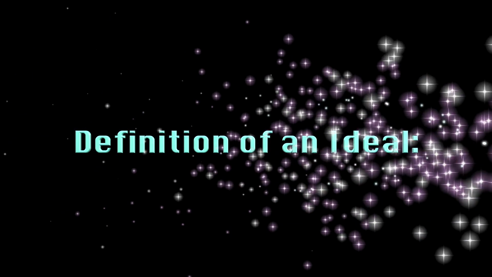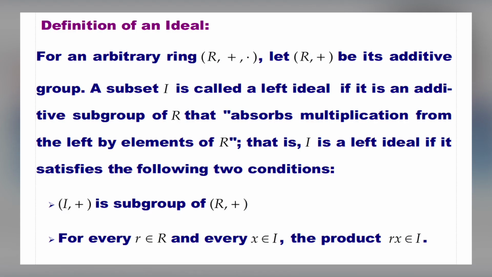Let us see the definition of an ideal. For an arbitrary ring (R, +, ·), let (R, +) be its additive group. A subset I is called a left ideal if it is an additive subgroup of R that absorbs multiplication from the left by elements of R. That is, I is a left ideal if it satisfies the following two conditions.